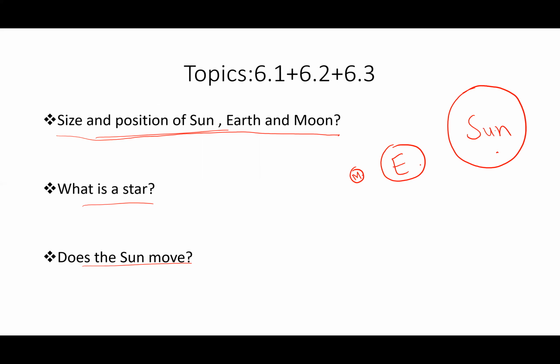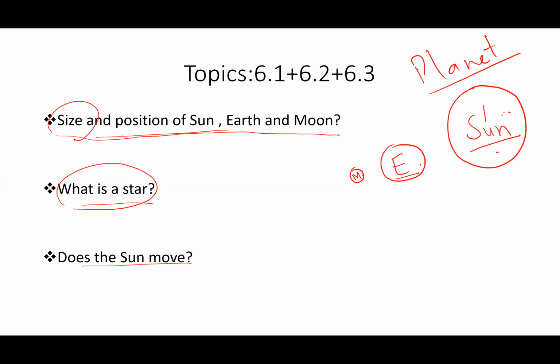Now, the Sun is a star. A star is a body in the space which gives out light. It has its own light and it gives its own light. So Sun is a star. Here comes the Earth. The Earth is a planet. A planet is a body, just like many other planets we have, which are revolving around the Sun. So Earth is one of the planets. And then there is Moon. Now, this was about the size.